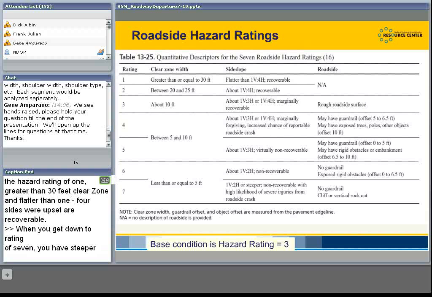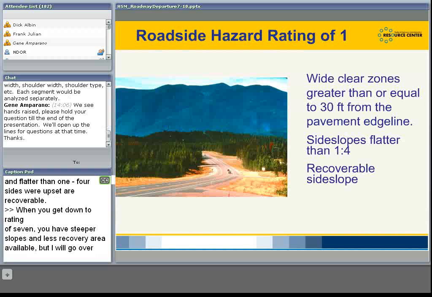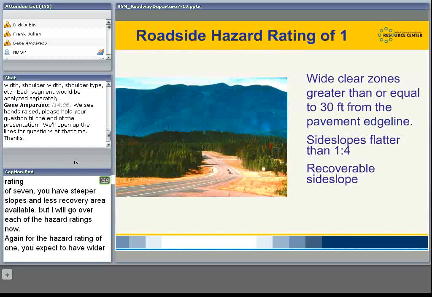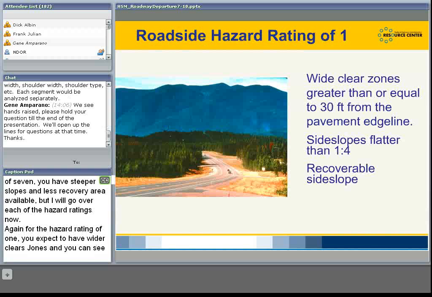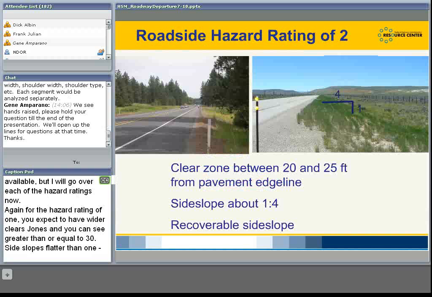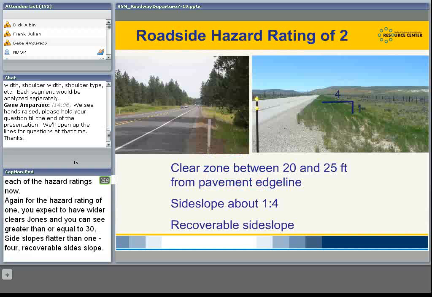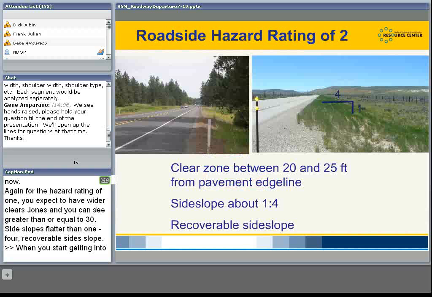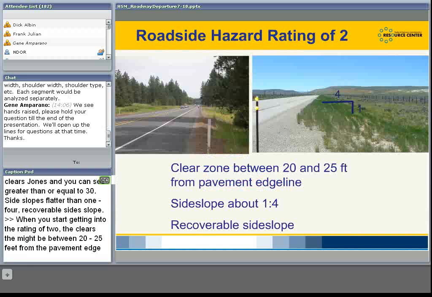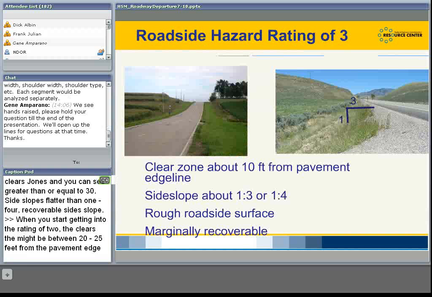You can see for a hazard rating of 1, you have a greater than 30-foot clear zone, and side slopes flatter than 1 to 4 that are generally recoverable. When you get down to a rating of 7, you generally have steeper slopes and less recovery area available. I'm going to be going over each of the hazard ratings now. Again, for a hazard rating of 1, you would generally expect wider clear zones, greater than or equal to 30 feet, with side slopes flatter than 1 to 4 and generally recoverable.